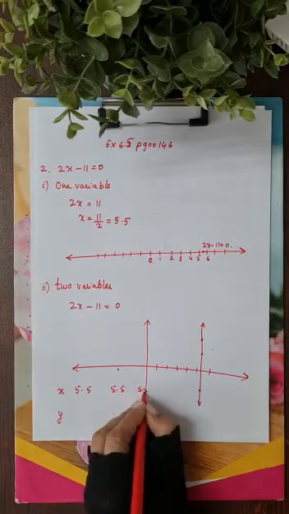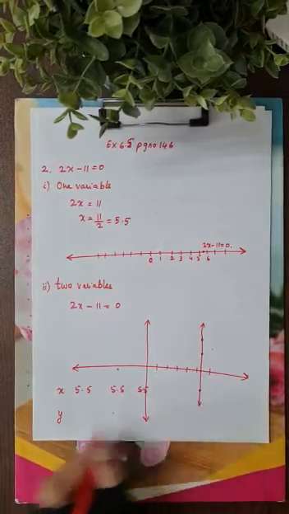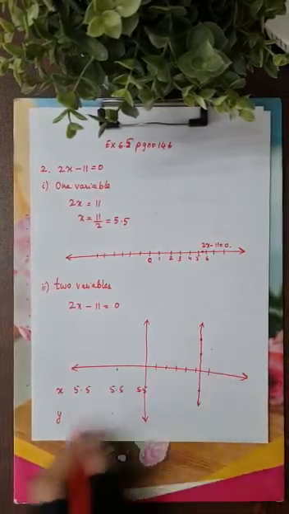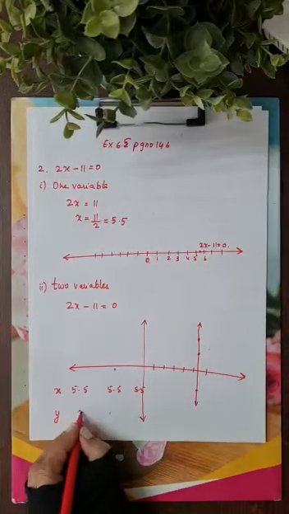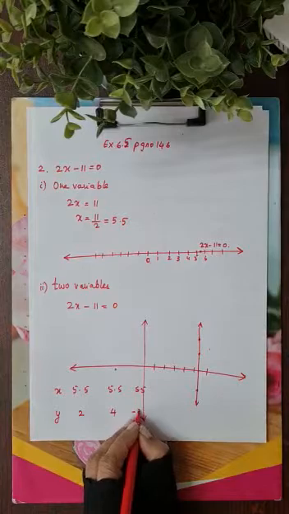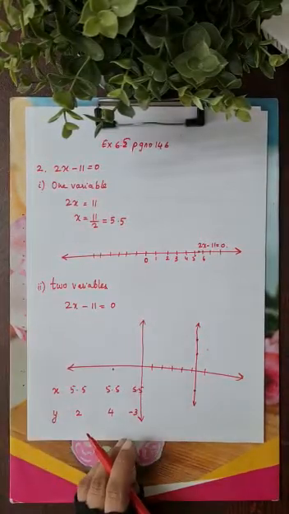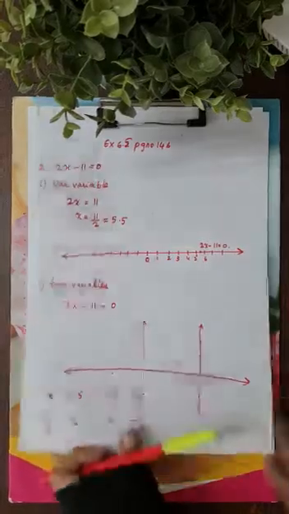Okay, children, and from the graph that you will be drawing on the Cartesian plane, take any three different values of y. You can take it as y as 2, y as 4, and y as minus 3. Like this, you can write three solutions. I hope it is clear. Let us move on to the next sum, the third one.